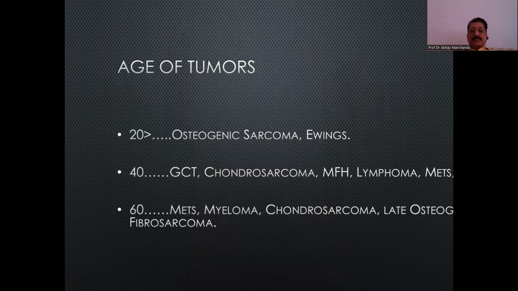How do you differentiate tumors based on the age of the patient? This is very interesting. Usually, osteogenic sarcoma and Ewing sarcoma are seen at less than 20 years. Less than 40 years, you find giant cell tumor, chondrosarcoma, lymphomas, or METs. When it is around or more than 60, there can be METs. METs means metastasis, or it can be myeloma, or it can be chondrosarcoma, or it can also be fibrosarcoma.